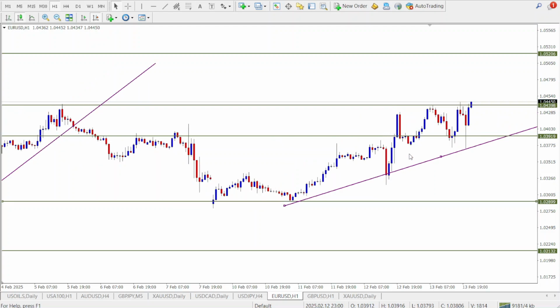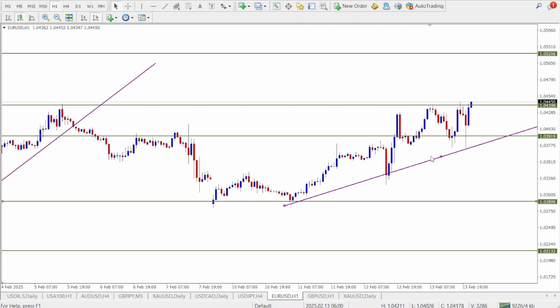Secondly, you wait for price to reach a key level. Price has to get to that level, that support or resistance zone. However, avoid entering too early. Let the market show its hand first. Look out for confirmation candlesticks. For example, you can see here we had this.